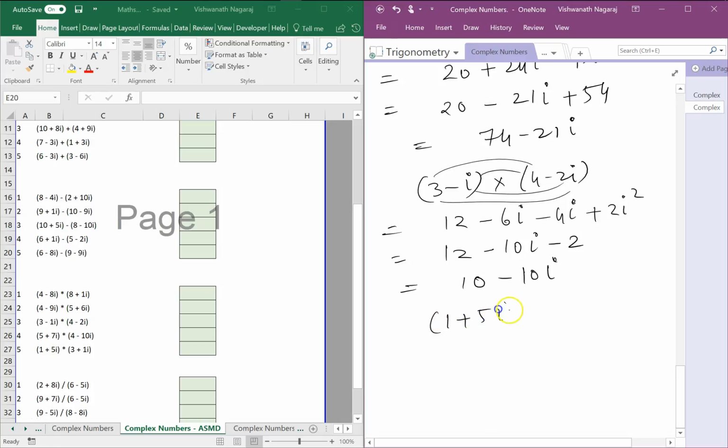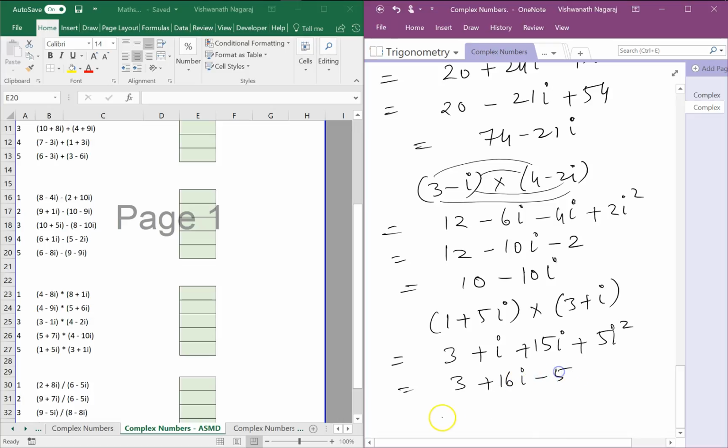1 plus 5i times 3 plus i. 3 ones are 3, plus i plus 15i plus 5i square. So this becomes 3 plus 16i minus 5, minus 2 plus 16i.